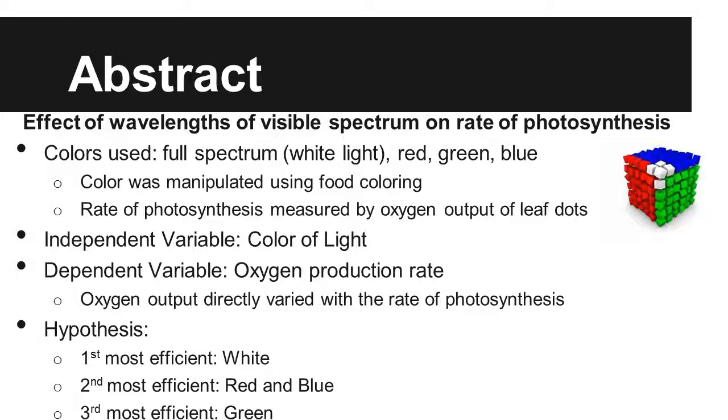The independent variable was the color of the light, and the dependent variable, as I said, was the oxygen production rate, because usually oxygen output in a leaf has a direct relation with the rate of photosynthesis. Our hypothesis was the most effective wavelength would be white, and then red and blue, and finally the worst would be green.